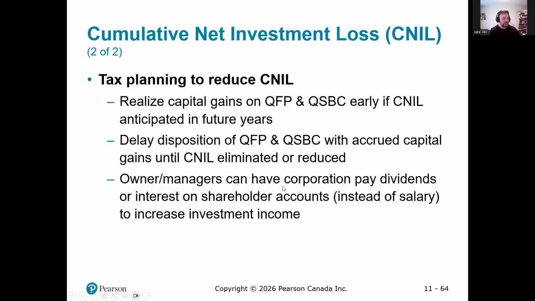And the owner managers can have the corporation pay dividends or interest. Right now, I have a business that's making money. I can sell it for a profit, but I have some losses. Why don't I just declare some dividends, pay out some interest to me, the shareholder, until that balance gets positive? And then I will sell my company for a large gain that I can protect.